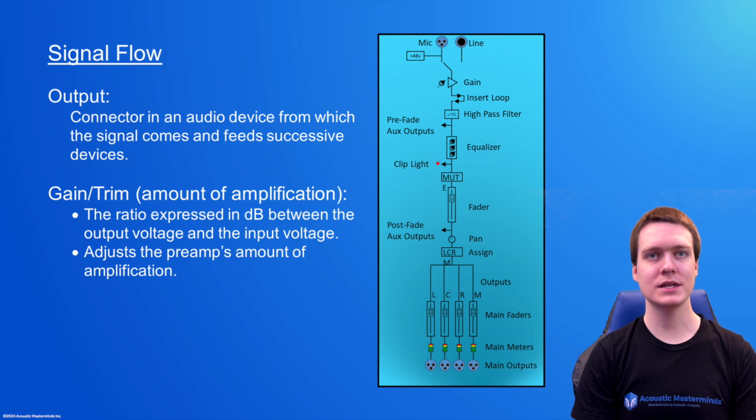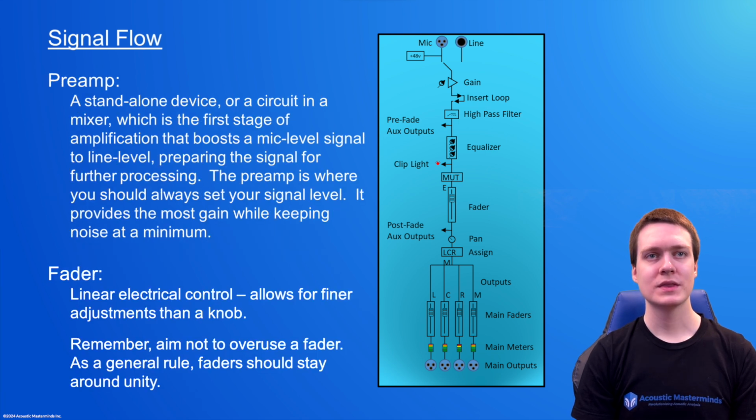Outputs are connectors in an audio device from which the signal comes and feeds successive devices. Gain, trim, or amount of amplification, is the ratio expressed in dB between the output voltage and the input voltage. This setting adjusts the preamp's amount of amplification. The preamp is a standalone device or a circuit in a mixer, which is the first stage of amplification that boosts a mic level signal to line level, preparing the signal for further processing. The preamp is where you should always set your signal level. It provides the most gain while keeping noise at a minimum.